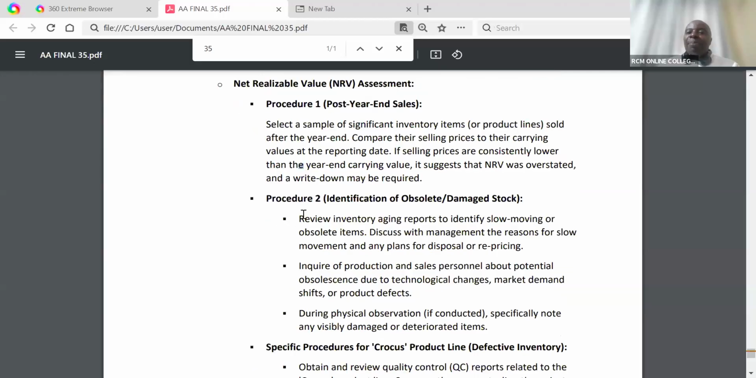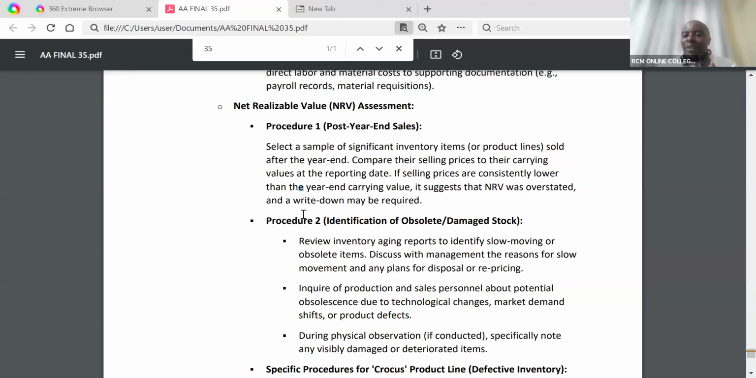So procedure number 1, post year-end sales. Select a sample of significant inventory items or product lines sold after the year end, compare their selling prices to their carrying values at the reporting date. Very, very important. Procedure number 2, identification of obsolete or damaged goods.